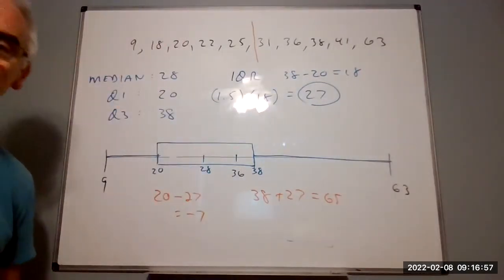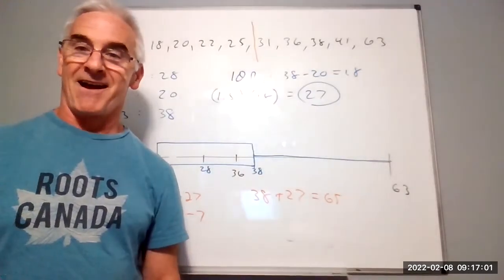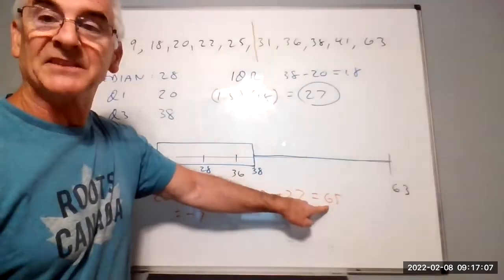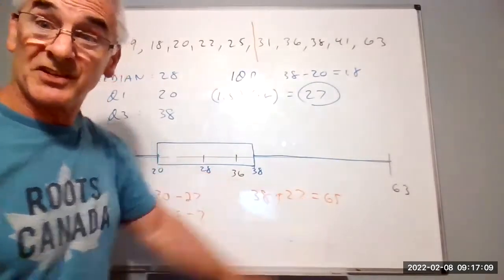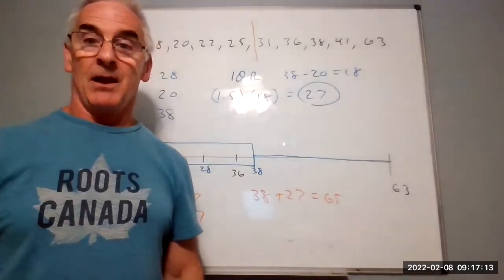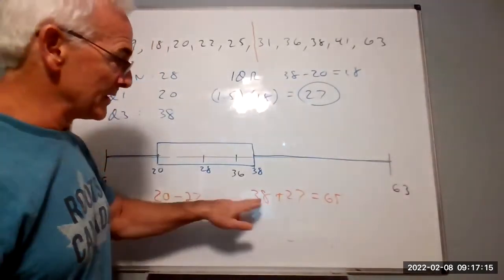Is 63 an outlier? No. We just said we needed it to be at least 65 to be an outlier. So 63, although really high, technically is not an outlier. That's what this measurement tells me.